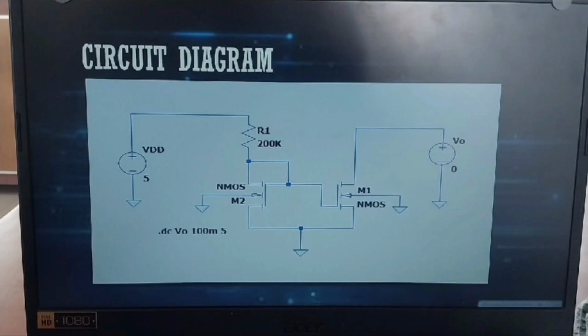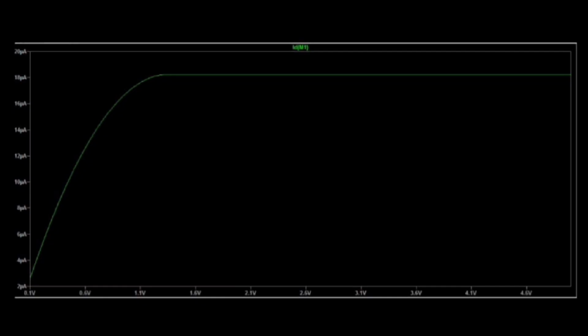M2 acts as a current source or biasing transistor. M1 functions as the main switching or amplifying transistor. Operation: the circuit likely works as an inverter or current mirror, meaning it controls the output voltage based on the input. When M2 is conducting, it influences M1, which then determines the output voltage. So VO is the output voltage. The output voltage depends on how M1 is switching. If M1 turns on, the output voltage is low. If M1 turns off, the output voltage is high.